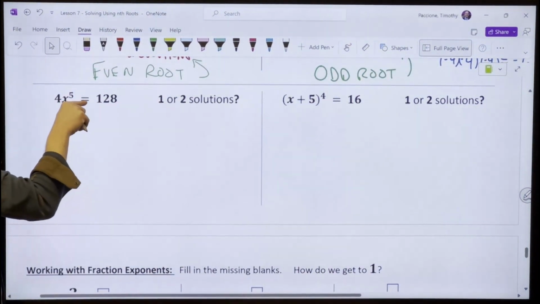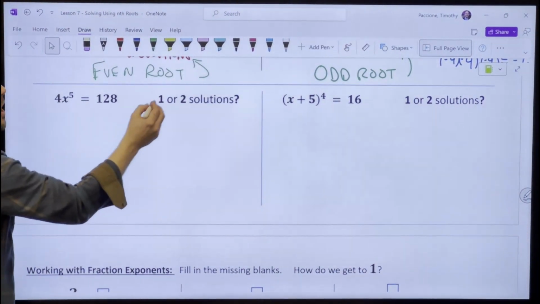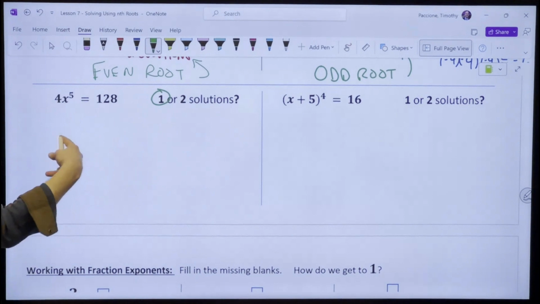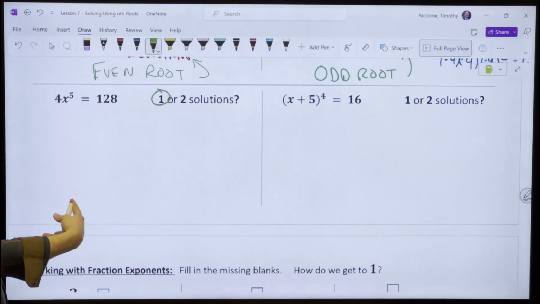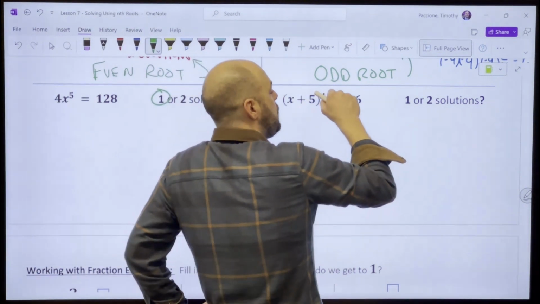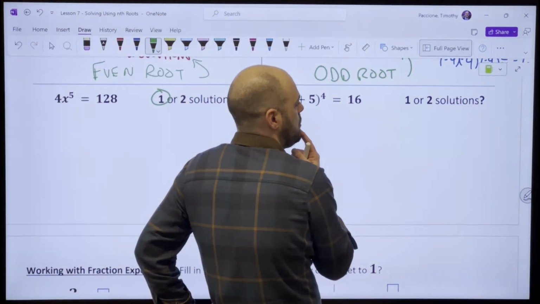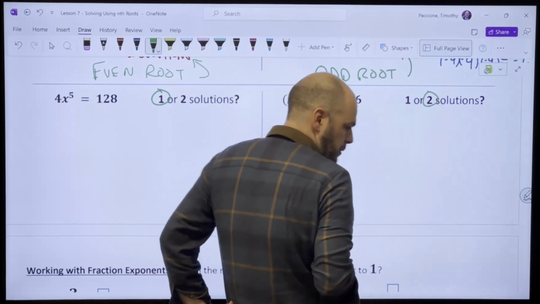4x to the 5th equals 128. How many solutions do you expect? 1, because what type of root would I end up taking here? The 5th. x plus 5 to the 4th equals 16. How many solutions should I expect? 2. All right, see what you get. Go ahead.